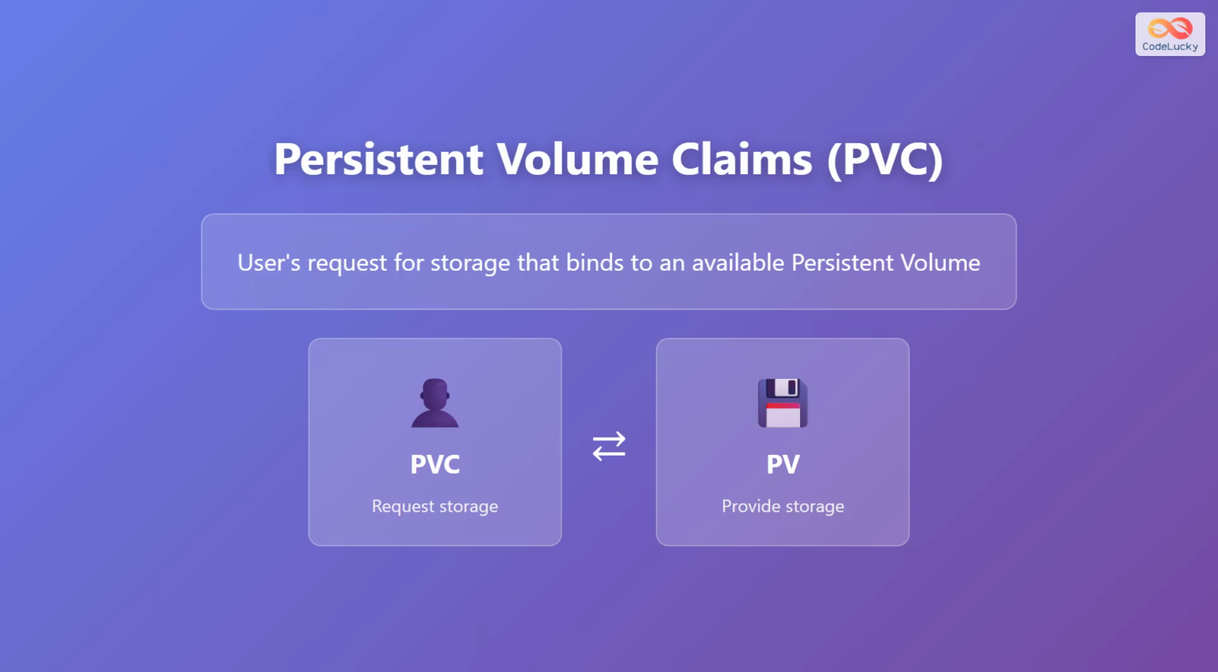When you create a PVC, you specify your storage requirements like size and access mode. Kubernetes then tries to find a matching persistent volume and binds them together. This binding creates a one-to-one relationship between the claim and the volume. The PVC abstraction allows developers to request storage without needing to know the details of the underlying storage infrastructure. It's a clean separation of concerns between storage provisioning and storage consumption.